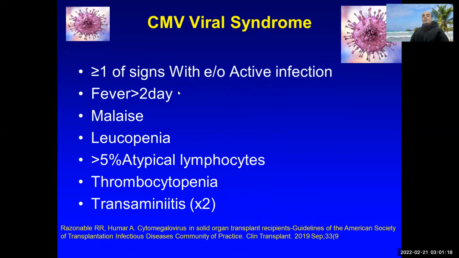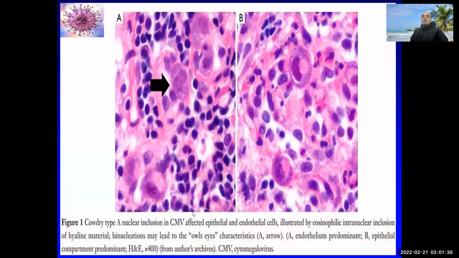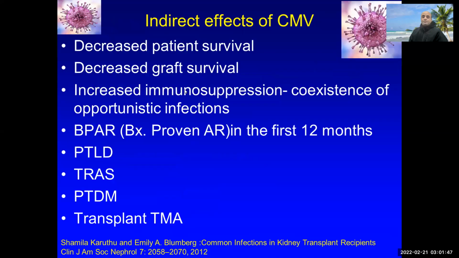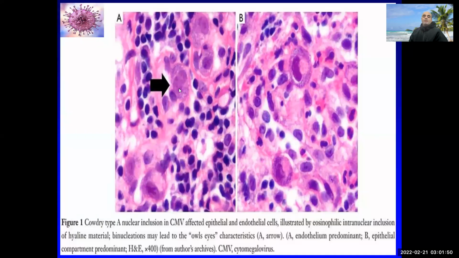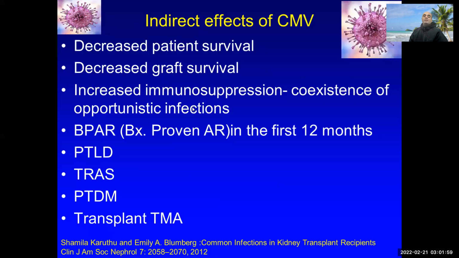CMV viral syndrome is more than one of the above signs with active infection, like fever, malaise, leukopenia, atypical lymphocytes, thrombocytopenia, and transaminitis. This picture shows intranuclear eosinophilic inclusions, the characteristic owl's eye appearance. This is the histopathology diagnosis: intranuclear eosinophilic inclusion like owl's eyes.